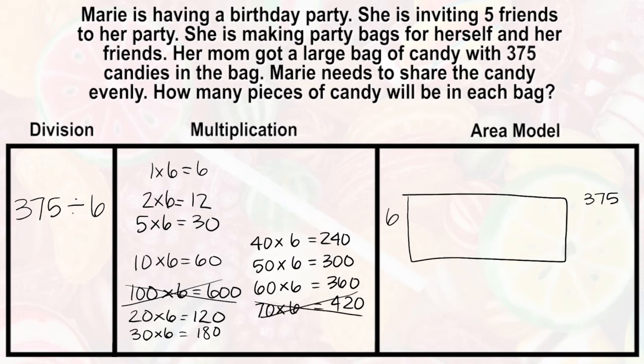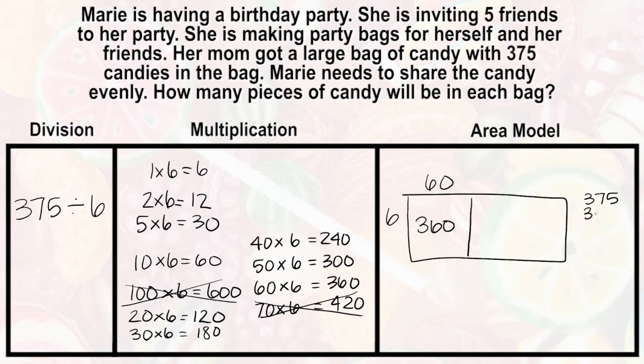The previous multiplication sentence that we listed is 60 times 6. This means that Marie put 60 pieces of candy in each bag. She uses 360 pieces of candy. She has 375 pieces of candy. We will write the partial quotient of 60 on top of our area model and the partial product of 360 inside the area model. We will then draw a vertical line inside the area model to keep our work organized.